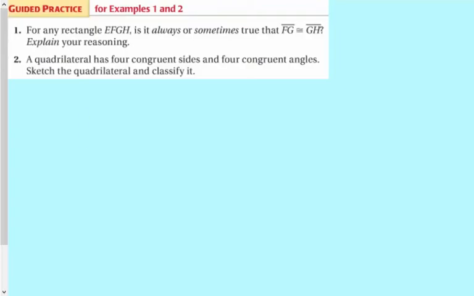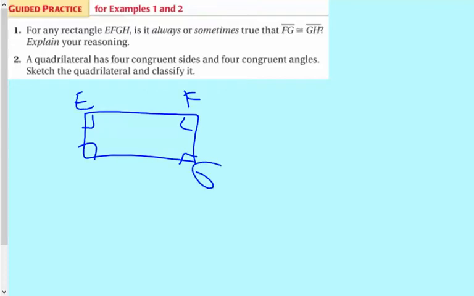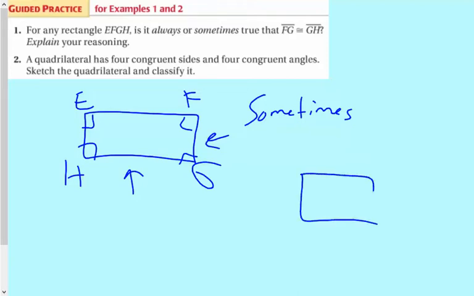For any rectangle, let's see, EFGH. So EFGH is a rectangle. Is it always or sometimes true that FG and GH, so FG, this side right here, and GH, this side right here, those 2 sides, are they congruent? That will also be sometimes. Sometimes they could be congruent. They're generally not going to be, but it could happen. And then a quadrilateral has 4 congruent sides and 4 congruent angles. Sketch and classify it. They all have to be 90 if they're going to be congruent, so that would be our square there.